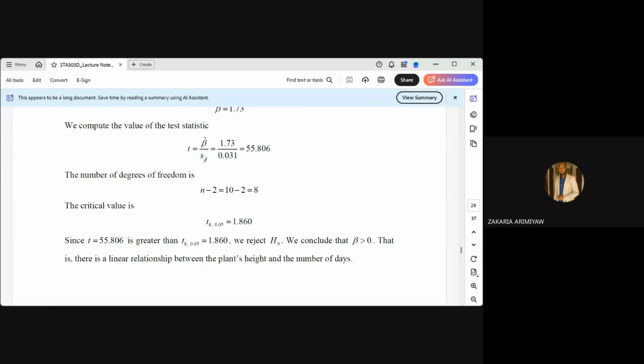So here the implication is that there is a significant relationship between plant height and the number of days. You can also say that the predictor variable, number of days, is useful in predicting plant height. So this is how we test for significance.